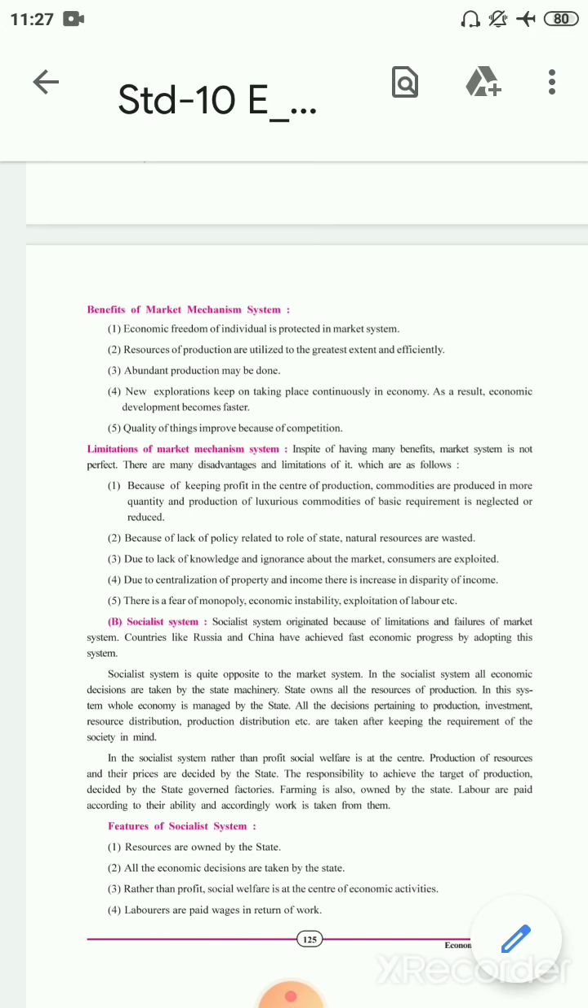Features of the socialist system. Number one, all the resources are owned by the state. Number two, all the decisions or rather economic decisions are also taken by the state. What to produce, when to produce, why to produce, and how much to produce. Number three, rather than profit, social welfare is at the center of each and every economic activity. Number four, laborers are paid wages in return of work.